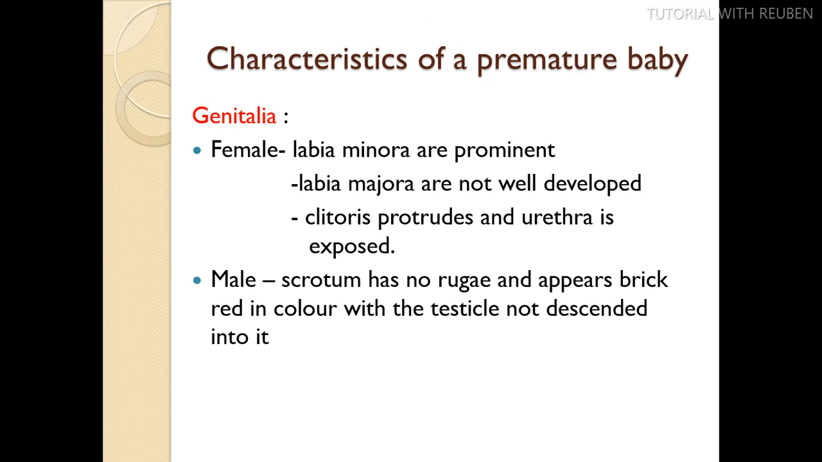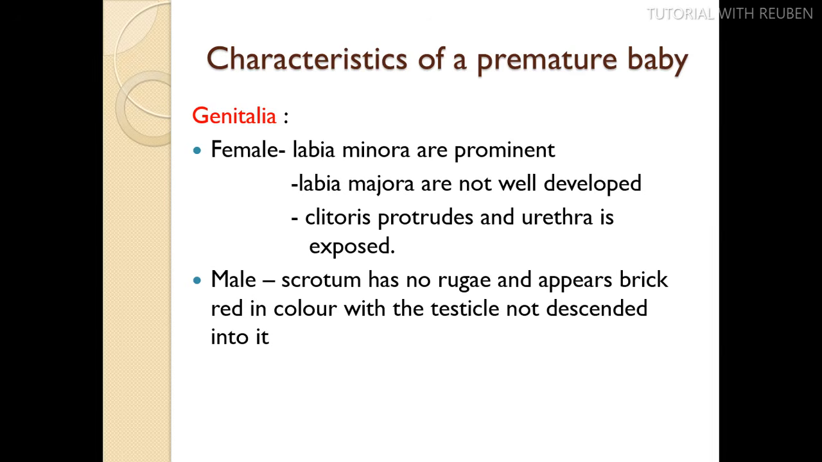And then when you look at the male genitalia, you're going to notice that the scrotum has no rugae. When you're talking about the rugae, you're talking about those wrinkles or folds that you see on the scrotum. So they are not present in a premature baby. And then this scrotum appears brick red in color, with the testicle not descended into it. So there is no testicle in the scrotum, it has no rugae, and it appears brick red in color.